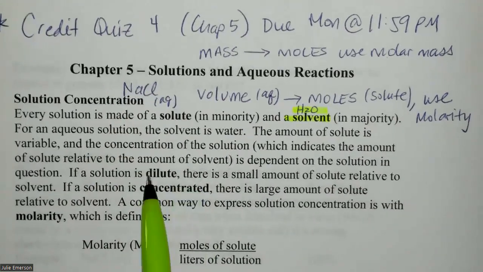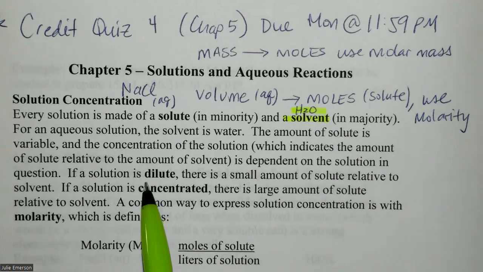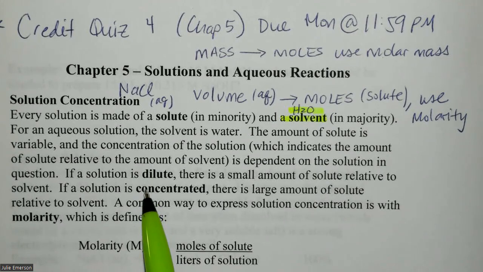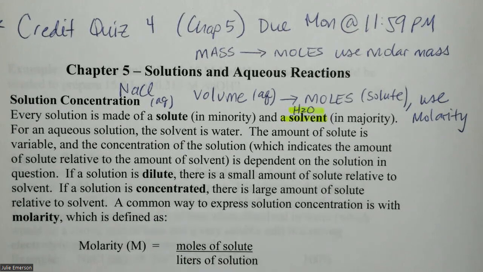Now, dilute and concentrated, these are just relative terms. Dilute, you probably are familiar with this. It's not very concentrated, which means molarity is going to be very low. There's not a lot of solute present for a certain volume of solution. If it's concentrated, it's the opposite. Your molarity is going to be really high, and it means there's a lot of solute dissolved per liter of solution, or however much volume you're looking at.